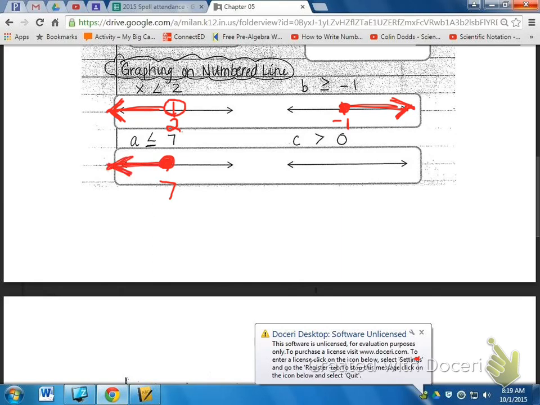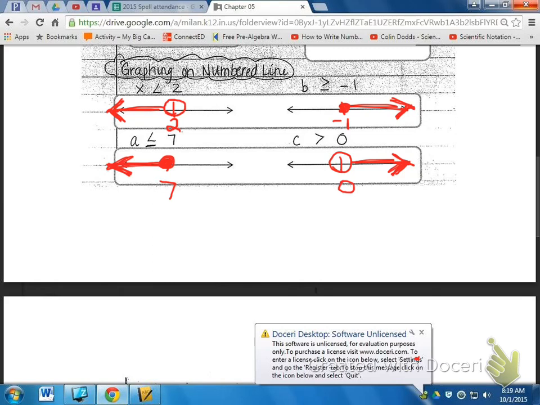c greater than 0. Jessica, I'm going to put 0 on there. Open or closed circle? Open. Open, and I'm going to shade it to the right. Piece of cake, right? Yep. All right. Everybody got those written down?